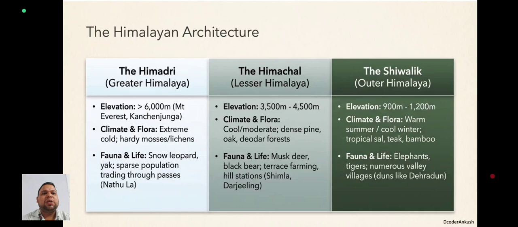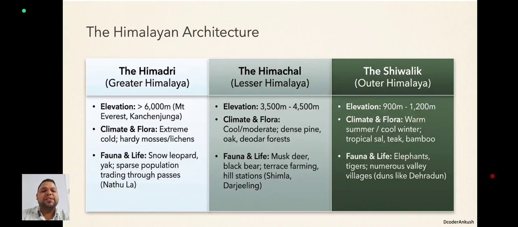Now, the Himalayan architecture. The greater Himalaya, known as the Himadri, forms the northern and highest range of the Himalaya. It extends from Jammu and Kashmir to Arunachal Pradesh. Its average height is about 6,000 meters and it includes the world's tallest peaks such as Mount Everest, Kanchenjunga, and Nanga Parbat. The Himachal lies south of the Himadri and forms the middle range of the Himalaya. It stretches from Kashmir to Darjeeling and has an average height between 3,500 and 4,500 meters.